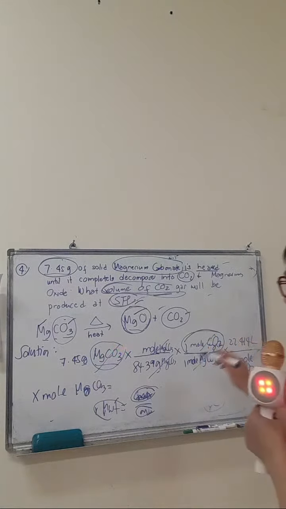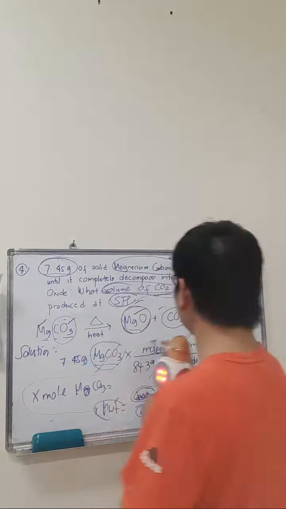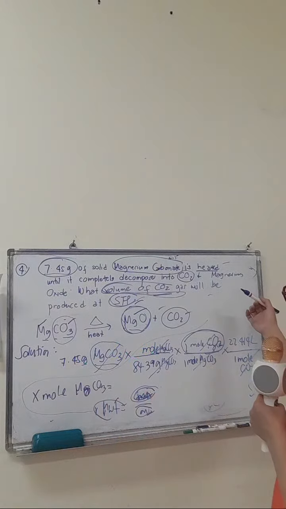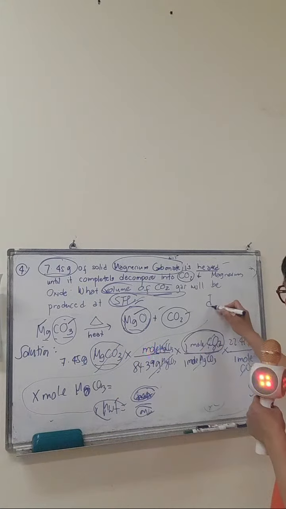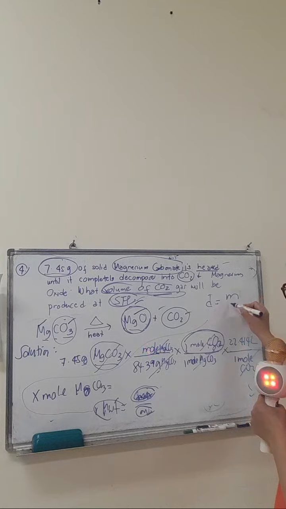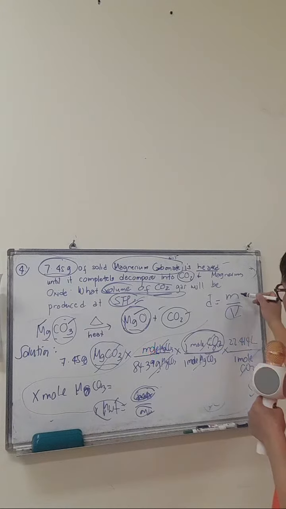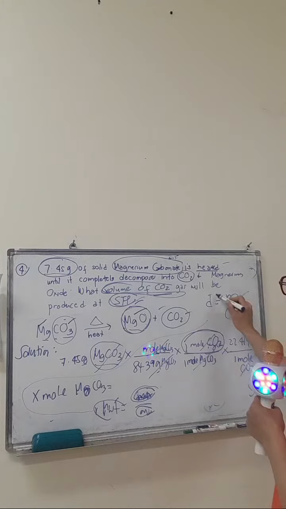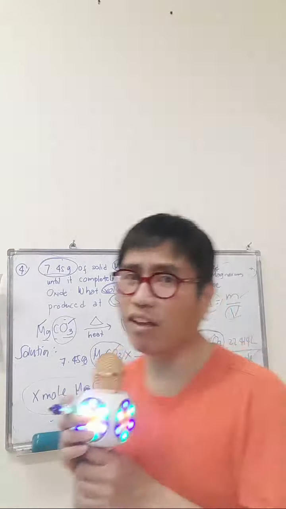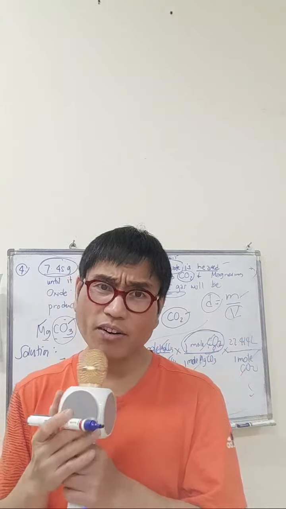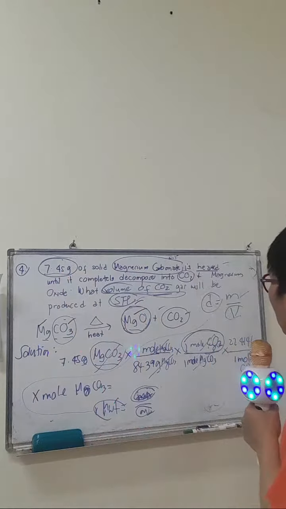Once you get the mass, guys, the formula for volume in terms of mass is density, which is equal to mass over volume. So you can solve for the volume because you have the mass and the density. Now, where do you get the density if it is not given? It is in the table.